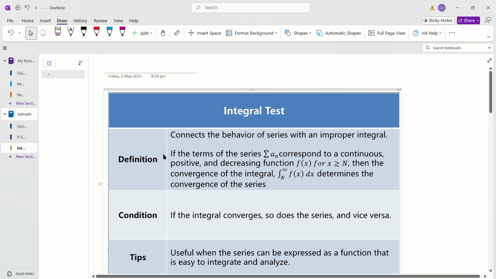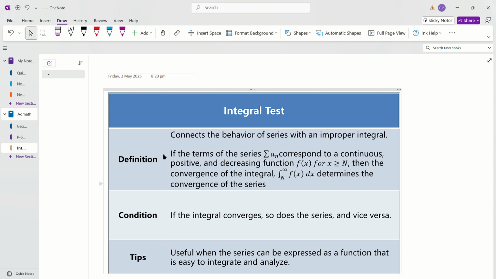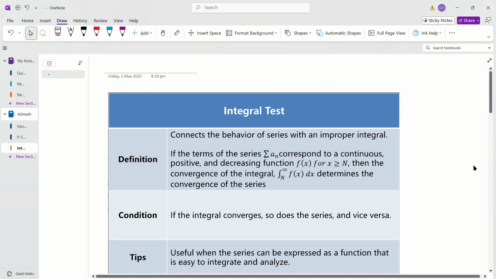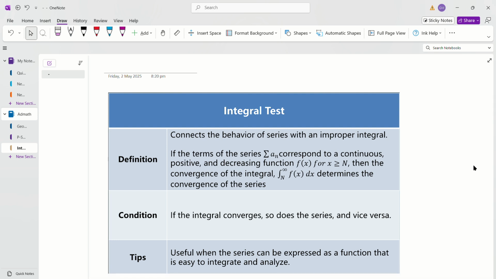We have this integral test, one of the tests in convergence of series. As for the definition, it connects the behavior of our series with an improper integral. If the term of this series, the summation of a sub n, corresponds to a continuous, positive, and decreasing function f of x for x greater than or equal to n, then the convergence of the integral from n to positive infinity of f of x dx determines the convergence of the series.